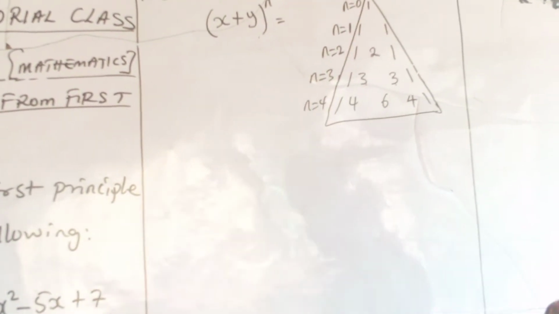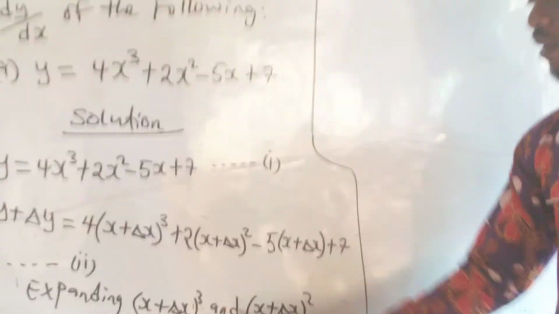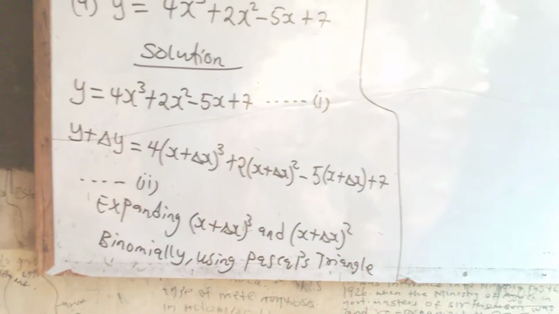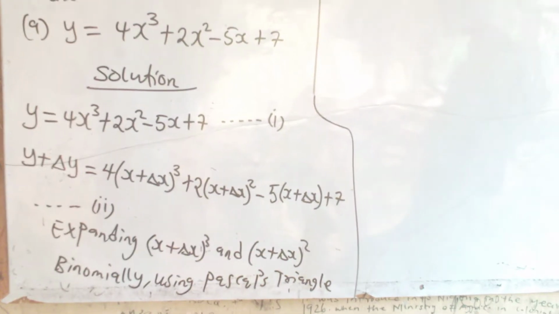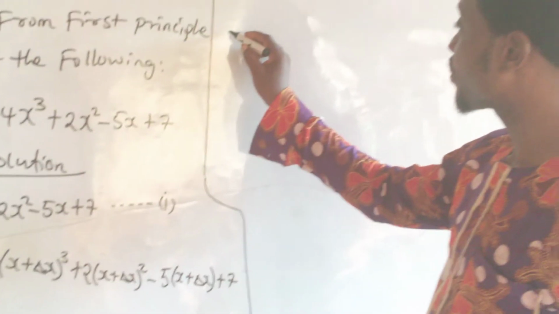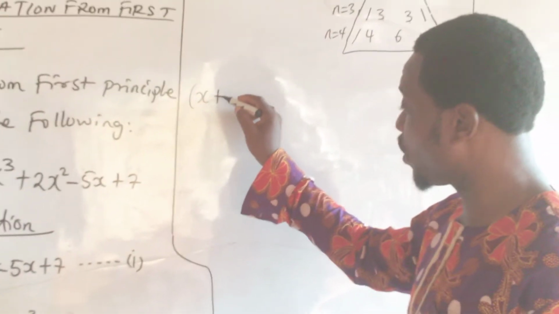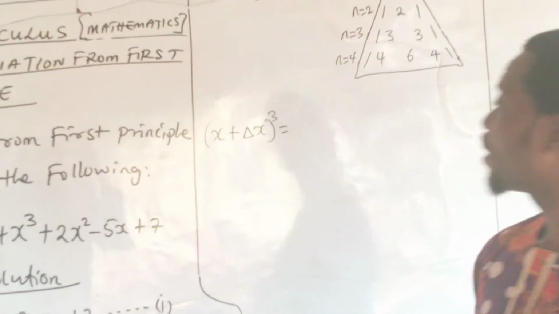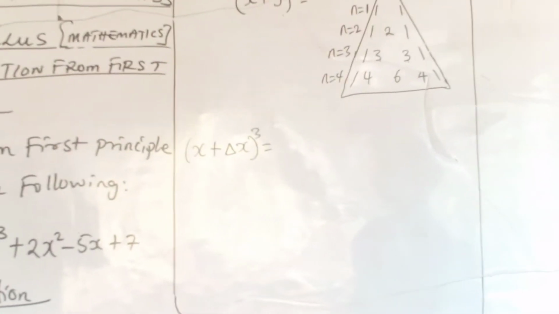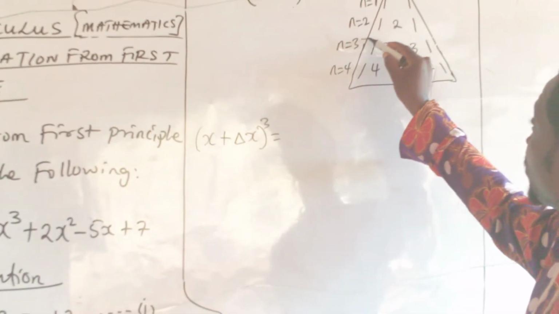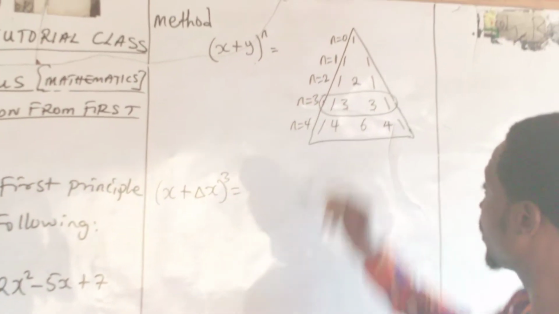But I'm going to stop here because the two I want to expand is when you have x raised to the power 3 and x raised to the power 2. So let us now see how we can use binomial Pascal's triangle to expand this. So if I want to expand this, it's very easy, very simple. So all you need to do is to say x plus delta x raised to the power 3. You go to where n is 3, which is this place. This place now. You look at it, you see it.